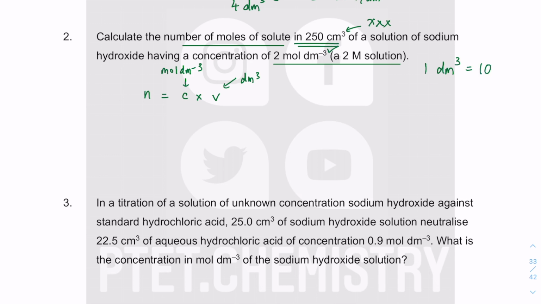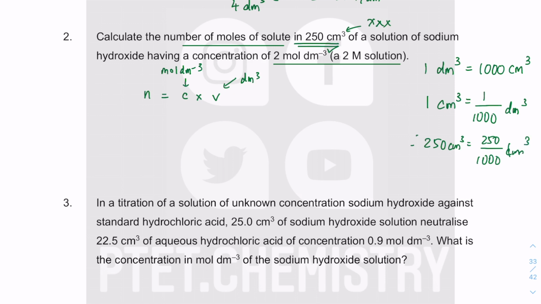Therefore, you need the conversion factor. 1 dm cube is equal to 1000 cm cube. So if you have 1 cm cube, there's going to be 1 over 1000 dm cube. Because cm cube is smaller than dm cube, so 1 cm cube is 1 over 1000 dm cube. So therefore, 250 cm cube means 250 over 1000 dm cube. Do I really have to do all this on the side? Not really. I mean, this is just me showing you how to do it at this fundamental level.